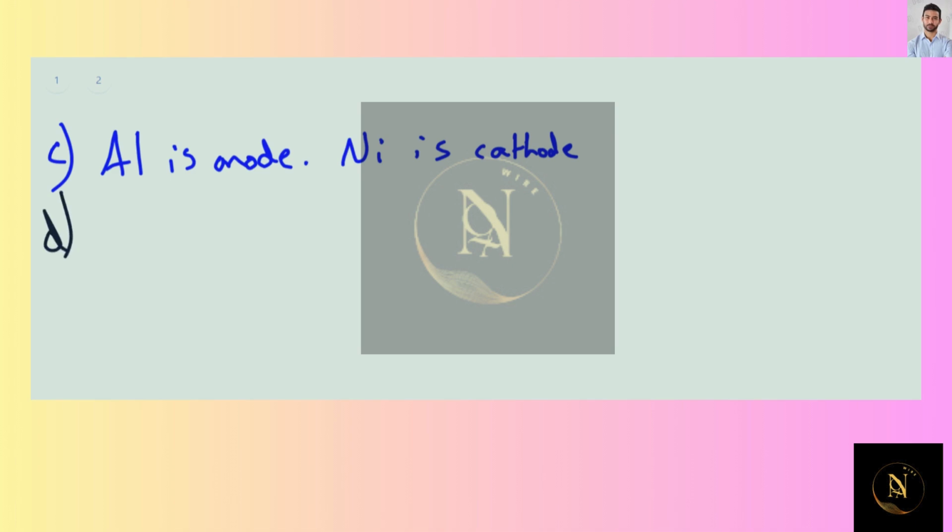Then we have part D, where they ask us to indicate the signs of the electrodes. Here we know that in a voltaic cell, we refer to the anode as being negative and the cathode as being positive. So this means that aluminum would be negative because it's the anode. This is the opposite of the way it is in a battery. And the nickel is the positive electrode.